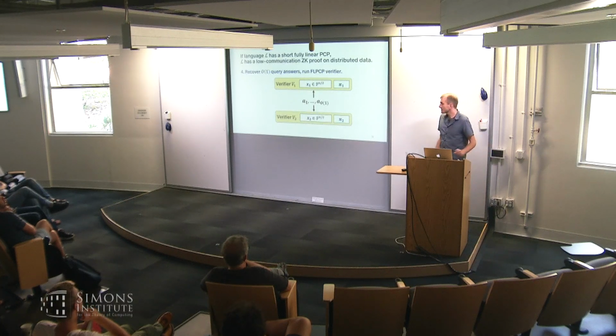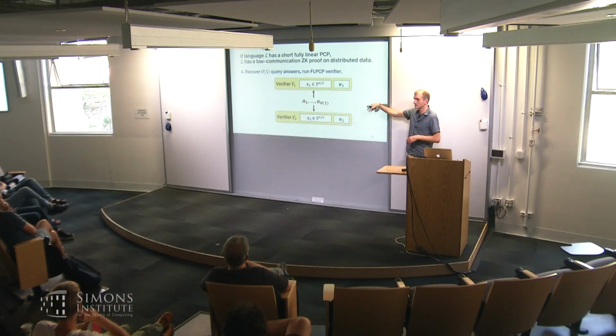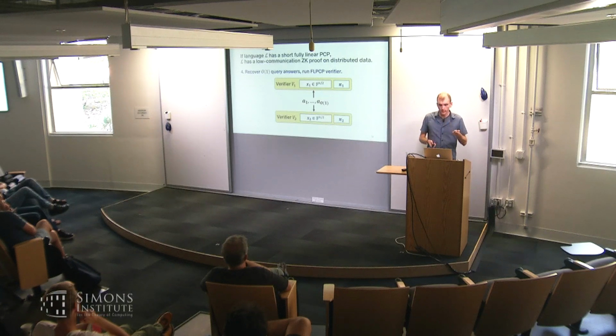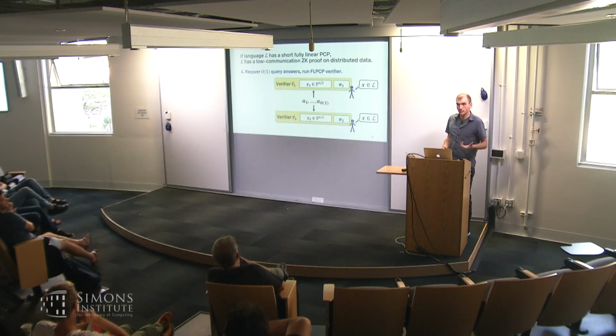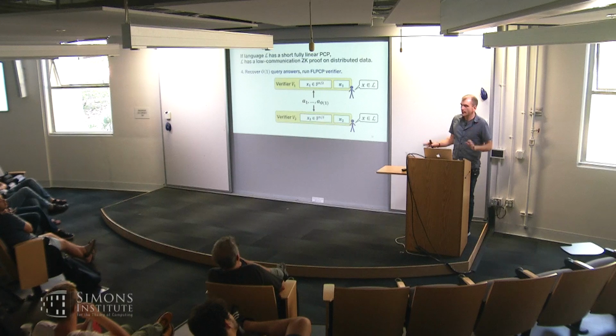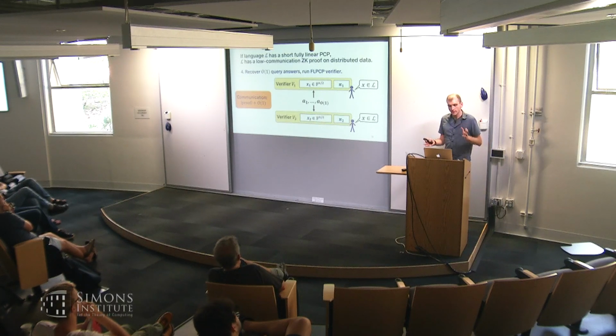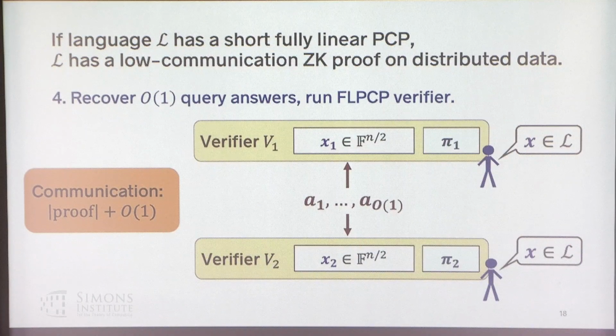Cool. OK, so then after the verifiers do this a constant number of times, for each query they can reconstruct the answers. Then they just run the fully linear PCP verifier, and they accept or reject. So the communication overall is now proportional to the size of the linear PCP proof and a constant number of extra, say, field elements for figuring out what the query answers are. So once you construct this object, fully linear PCP or IOP, getting to a zero-knowledge proof on distributed data is very straightforward.